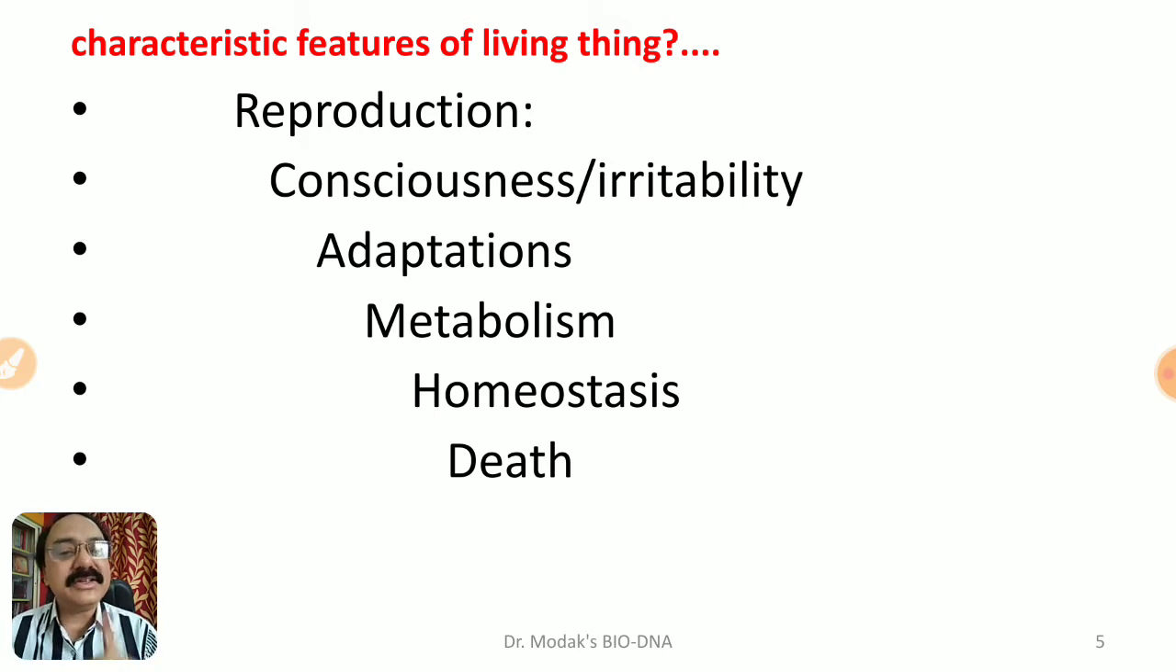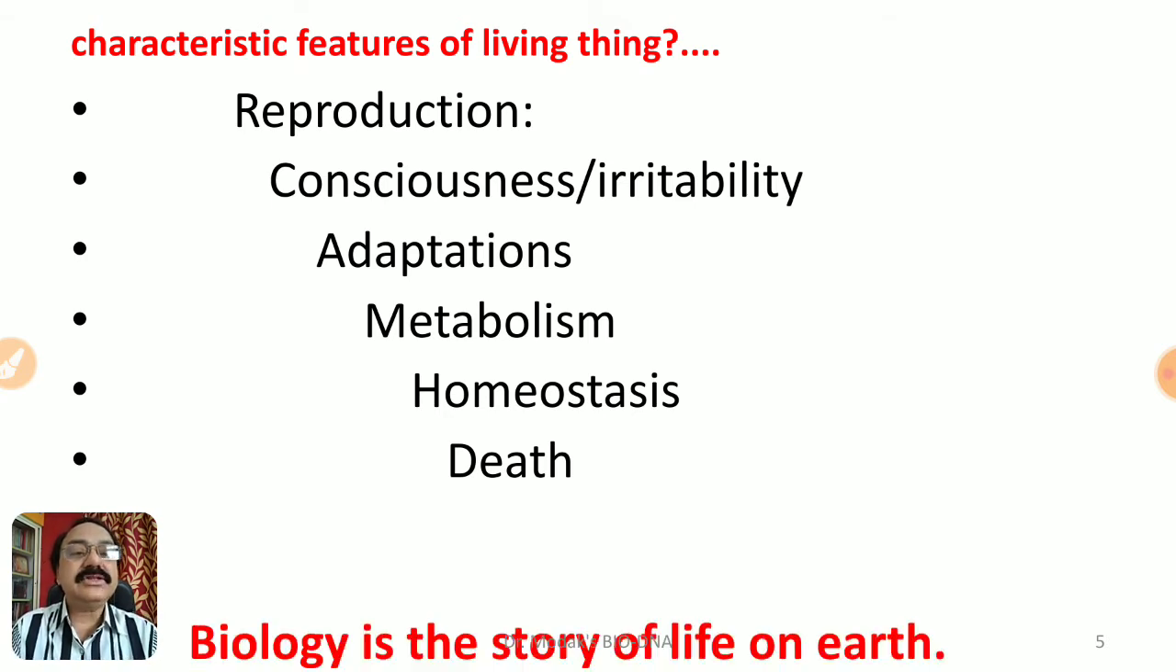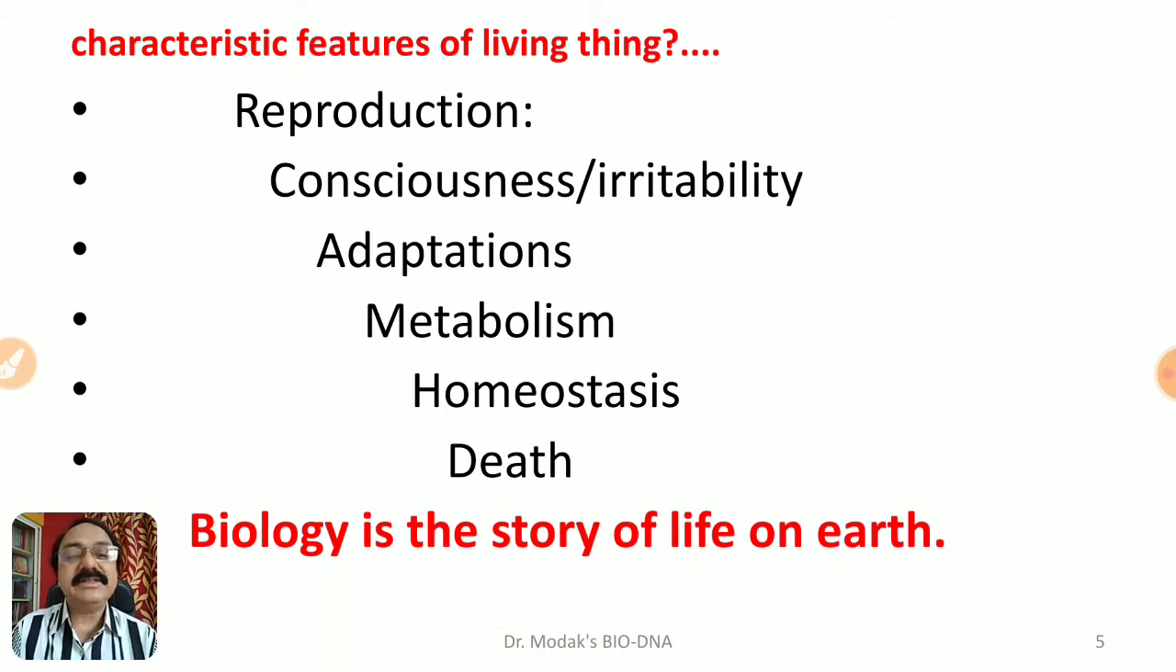So if it is living, it has to die. That's what we have to learn. So all these are the characteristic features of living organisms, and those things which show these characters, they are called living. And the study of these living organisms is biology, and biology is the story of life on earth. In biology, we study how life has originated, how it has evolved, what it is made up of, and how it performs the functions. In this chapter, we are going to learn how it performs the functions.